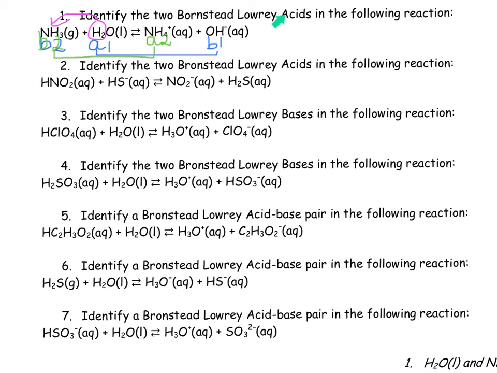Now they want 2 acids, so if we're looking for 2 acids, we're going to say I'd like the ammonium ion and the water are my 2 acids in that one. Identify the Bronsted-Lowry acids in the following reaction. Again, I just need to go through my process. So I can see over here that this nitrous acid is going to lose a hydrogen and then become NO2. So this hydrogen goes to there.